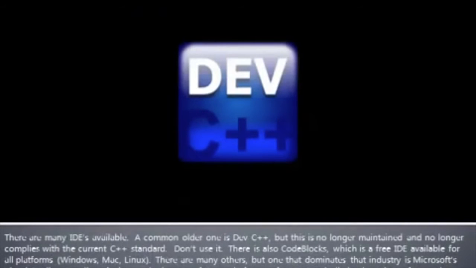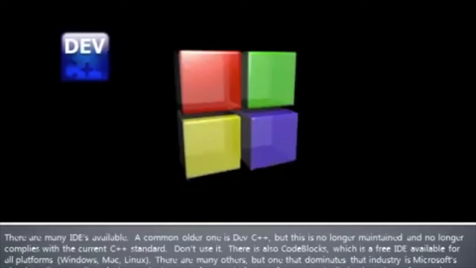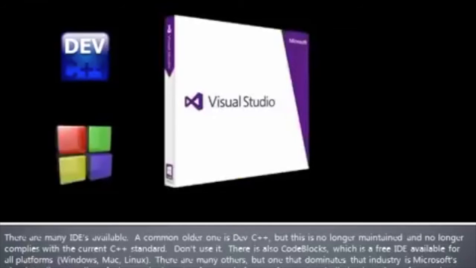There are many IDEs available. A common older one is Dev C++, but this is no longer maintained and no longer complies with the current C++ standard. Don't use it. There is also CodeBlocks, which is a free IDE available for all platforms. There are many others, but one that dominates the industry is Microsoft's Visual Studio.